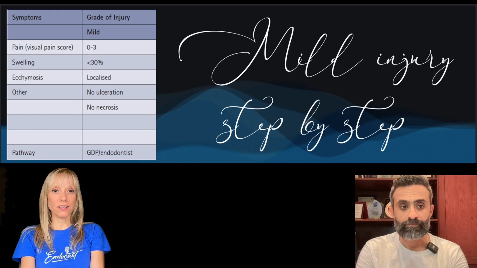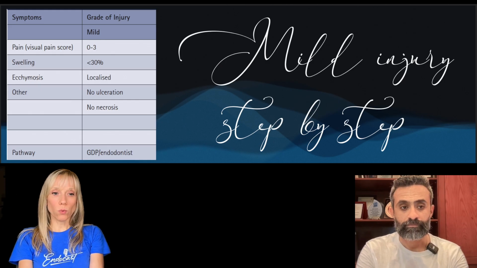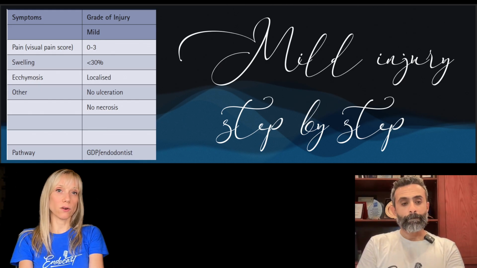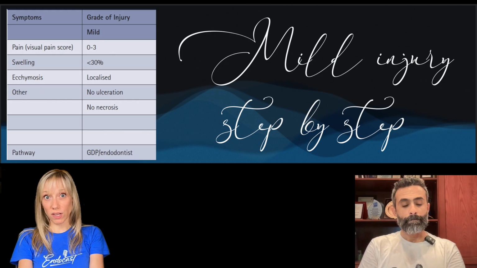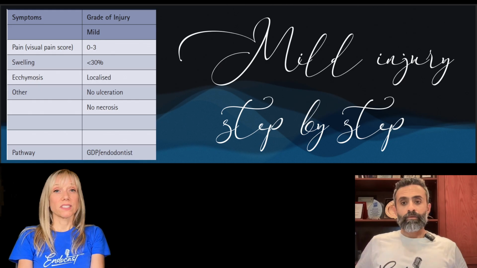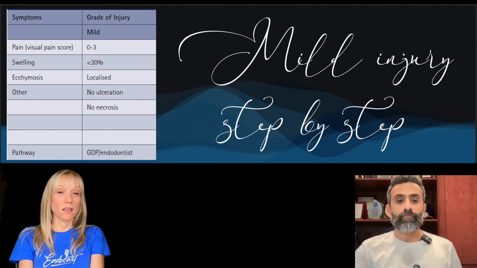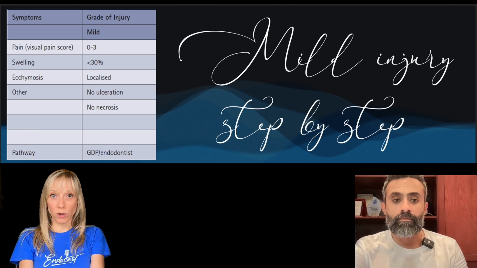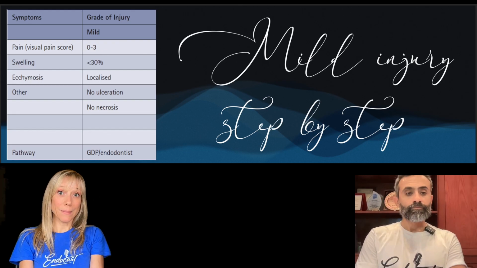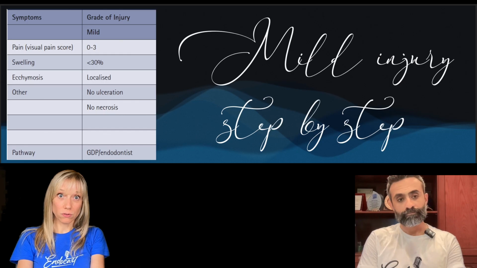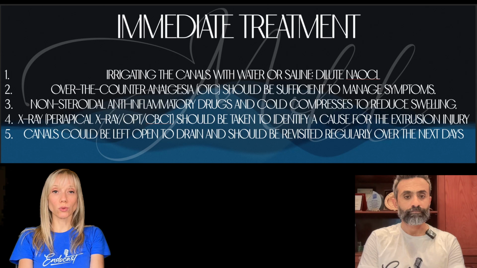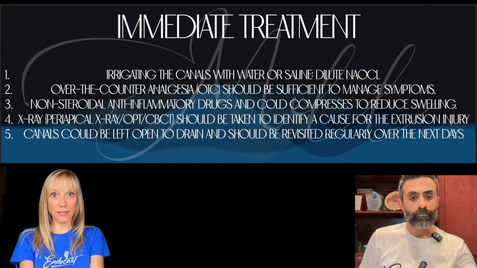We define a mild injury as an injury in which the patient, on a pain visual score, reports a pain ranging from 0 to 3. Swelling is less than 30%. There is a localized ecchymosis, but no ulceration, no necrosis. So, this is something that we can manage by ourselves as GPs or as endodontists. What do we have to do immediately?